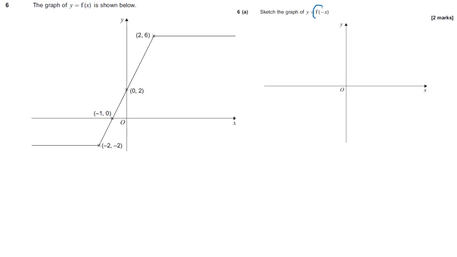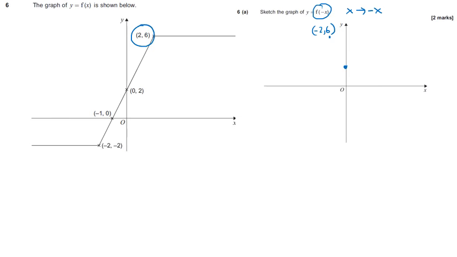Well, what does this mean? Well, all it means is that we're mapping all the x coordinates onto minus x. So we're not doing anything with the y values. So this point up here, 2 and 6, just becomes minus 2 and 6. So x has become minus x.